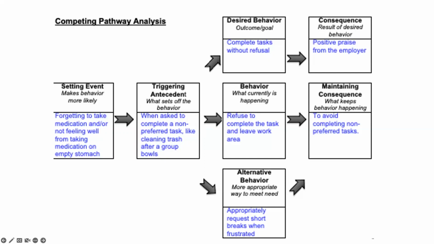What's maintaining that behavior is avoiding non-preferred tasks. But the desired behavior is for Tony to complete tasks without any refusal, and the consequence or result of the desired behavior would be positive praise from the employer. Moving down to the bottom here, a more appropriate way to meet that need is to appropriately request short breaks when he's frustrated, or if he thinks a task is too difficult. So I need to teach him to appropriately request short breaks.